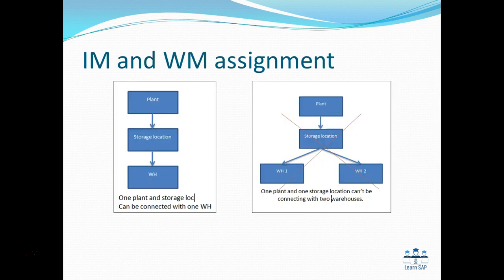Now we will see how inventory management and warehouse management will be assigned. The warehouse management will always be assigned to the plant and storage location combination. Without a storage location, we cannot assign the warehouse management with the inventory management. So this is the basic structure of how inventory management and warehouse management are assigned. One plant and one storage location can be assigned with one warehouse. If you want to assign one plant and one storage location with two different warehouses, that is not possible in SAP Warehouse Management.